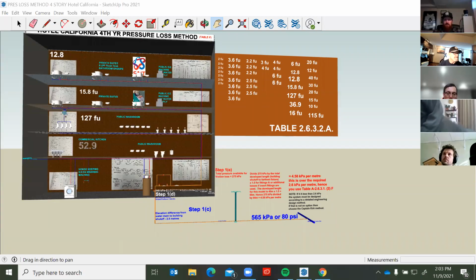We are now recording. So what can you see? Can you see, which screen can you see? Can you see the pressure loss screen?